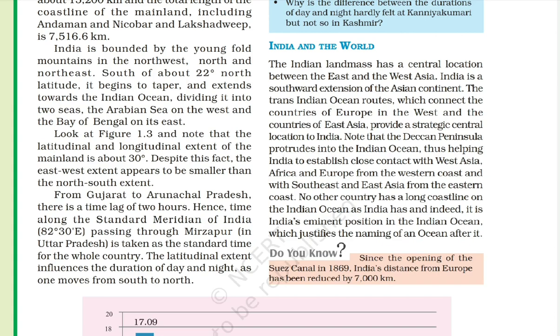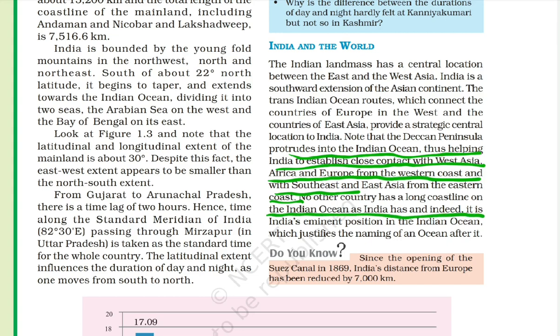Deccan Peninsula protrudes into the Indian Ocean, thus helping India to establish close contact with West Asia, Africa, and Europe from the western coast, and with Southeast and East Asia from the eastern coast. No other country has a long coastline on the Indian Ocean as India has, and indeed it is India's eminent position in the Indian Ocean which justifies the naming of the ocean after it.